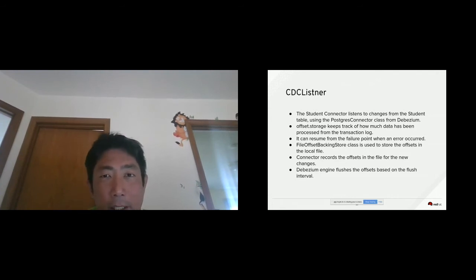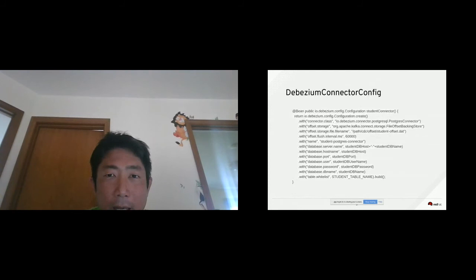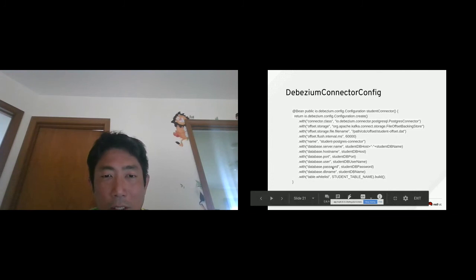So in the Debezium connector configuration class, you have a student connector method that will return the Debezium configuration, and the configuration is created based on the connector name, offset storage file name, the flush interval, in this case flush every 60 minutes, the name, the Postgres connector, the database server name, host name, port, user, password, DB name, and so on, right? So all these different configuration parameters are part of the Debezium configuration.